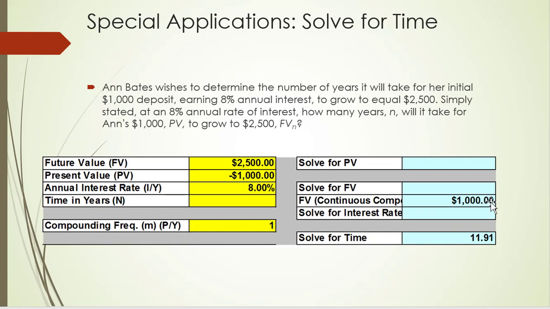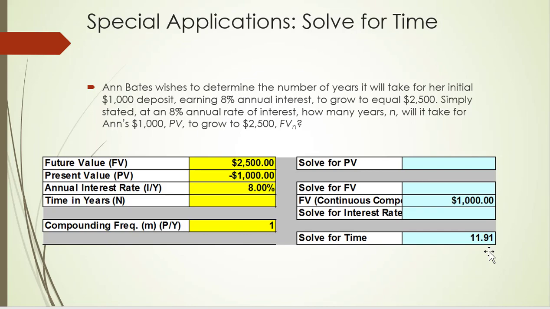Now, what about time? We want to figure out how many years it's going to take $1,000 earning 8% to grow to $2,500. Simply stated, at 8%, how many years does it take 1,000 to grow to 2,500? Again, inputting the data, as you can see here, compounding frequency 1. If you leave time in years blank, then we solve for time, 11.91 years.